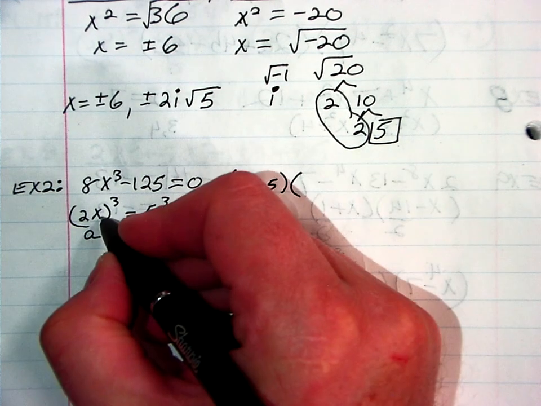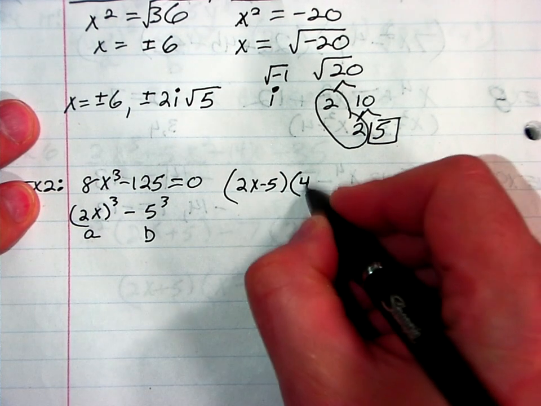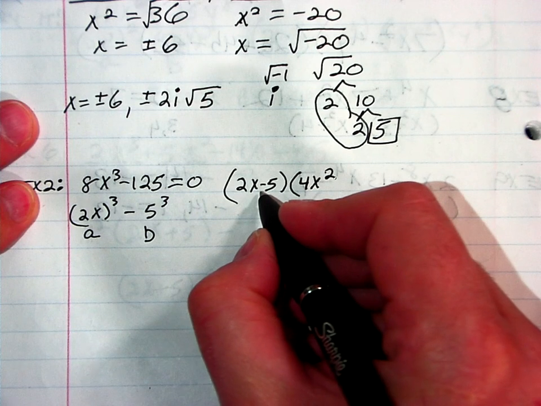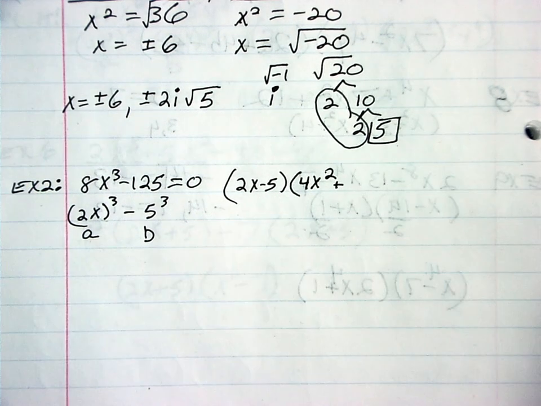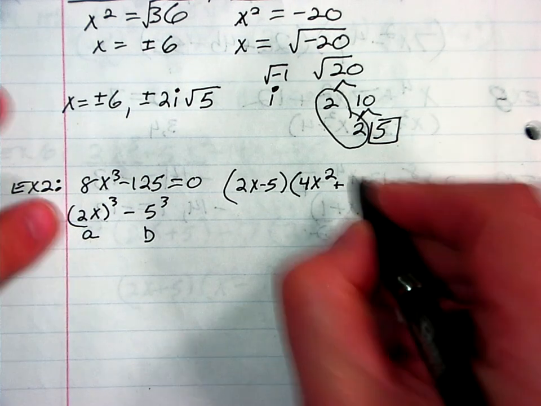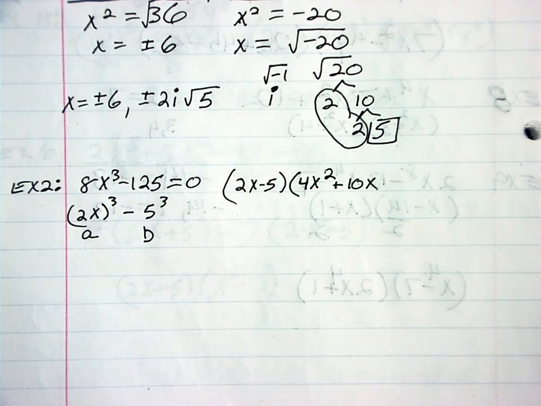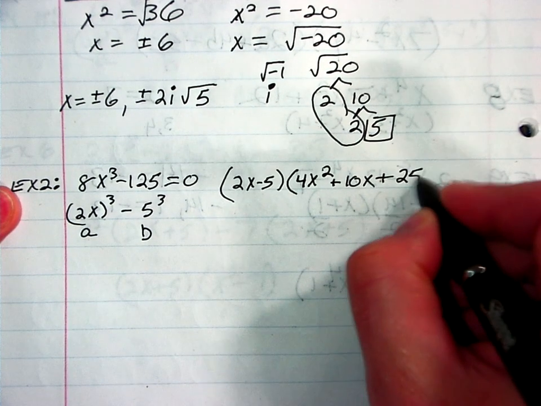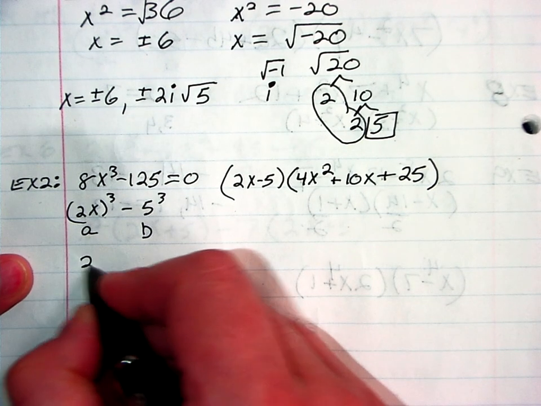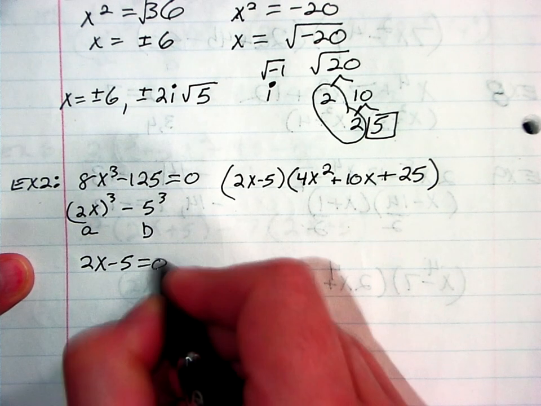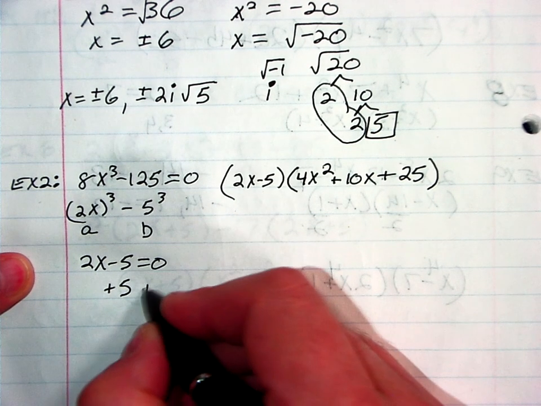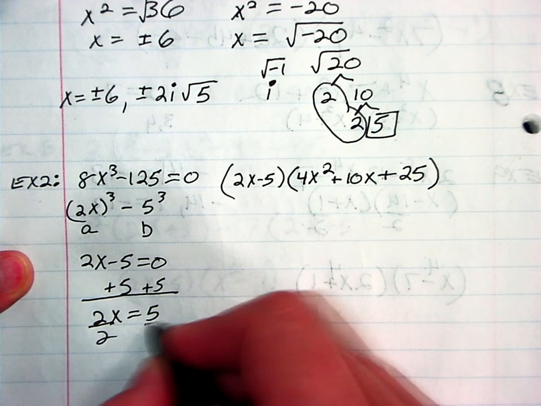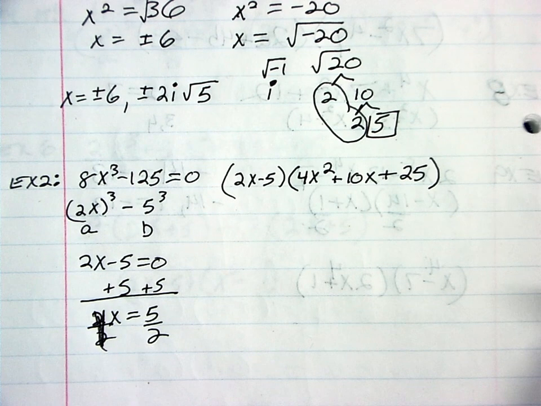A squared, 2x times 2x is 4x squared. Opposite sign, this was a negative, so this becomes a positive. A times b, 5 times 2 is 10x. Always positive, b squared, 5 times 5. Alright, so now we can take the 2x minus 5 and put it equal to 0. So one answer is going to be 5/2.